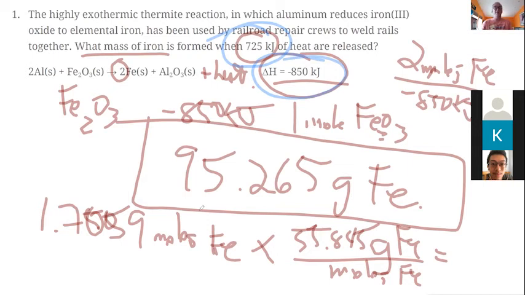Which one has the fewer significant digits? Or are they the same? 850 has fewer, that's right. How many significant digits does 850 have? 2. That's absolutely right. So if there was a period there, 850 period, it would have 3, but it doesn't. It only has 2. So the proper answer should be 95 grams.